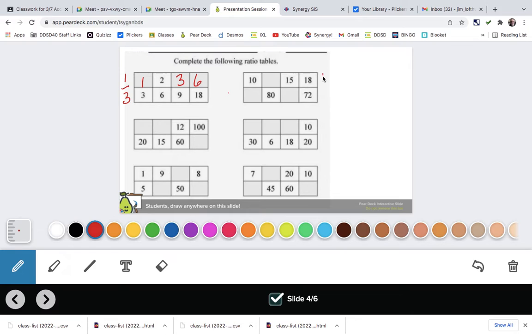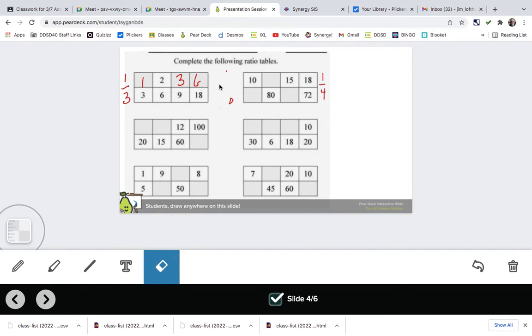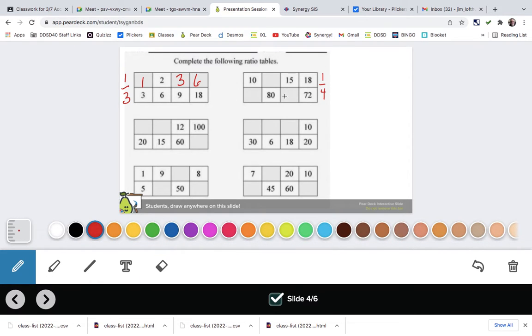This is the 1 to 4 table. So the bottom number is 4 times as big as the top number, because 4 times 18 is 72. We're going to double check that. 4 times 18 is 72. So we're going to do 4 times 15 and get 60. And then what times 4 is 80? So that would be 20 times 4 is 80. And then 10 times 4 is 40.